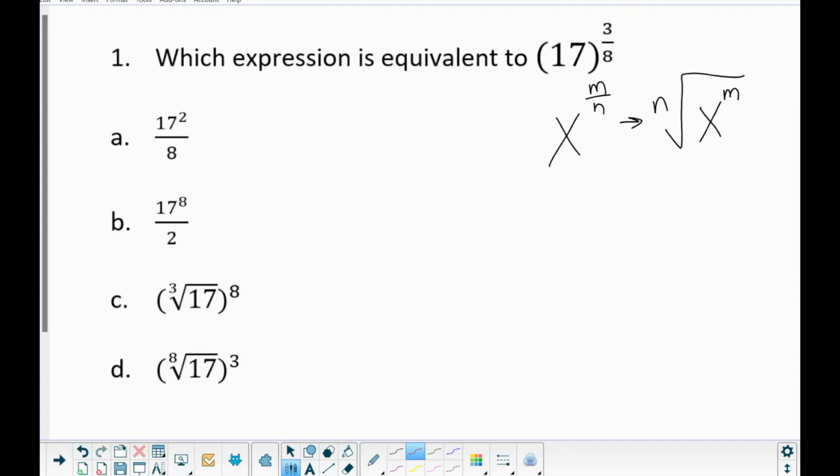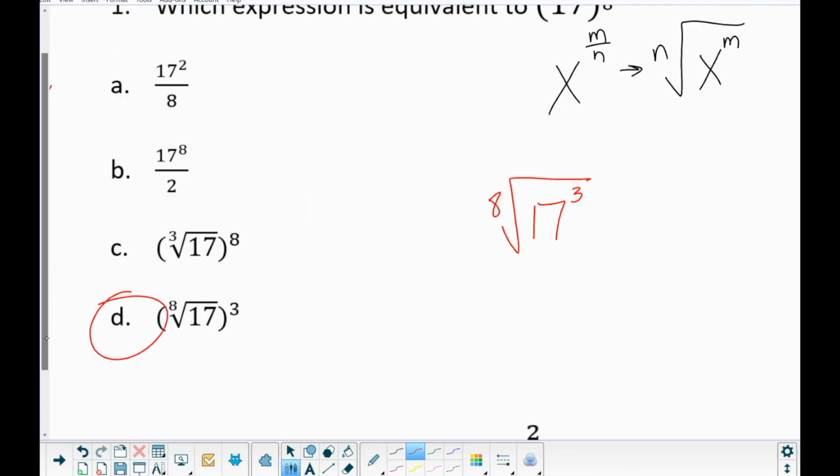All right, and now let's just convert it. 17 is inside the root, and in this case our denominator is 8, so that's going to be the index, and this is going to be 17 to the third power, and that would be D. Easy. All right, let's keep going.